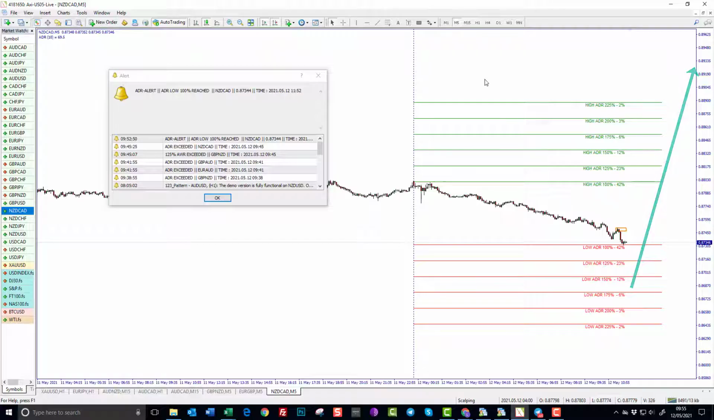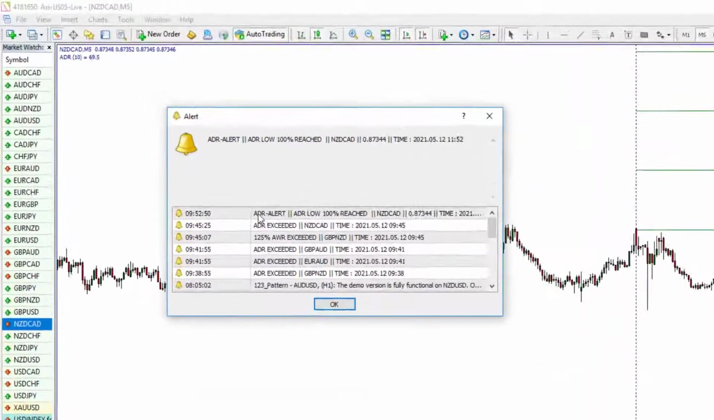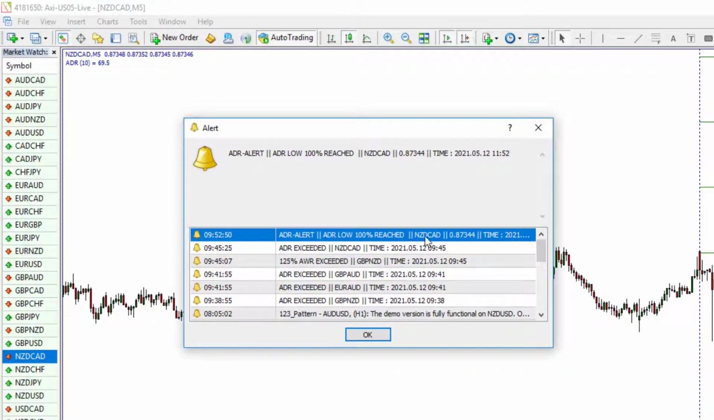and those are the trades, the home runs, where you make the vast majority of your money. So the ADR Reversal Alert indicator is designed basically to sit on your chart, and it will tell you when price exceeds specific levels.